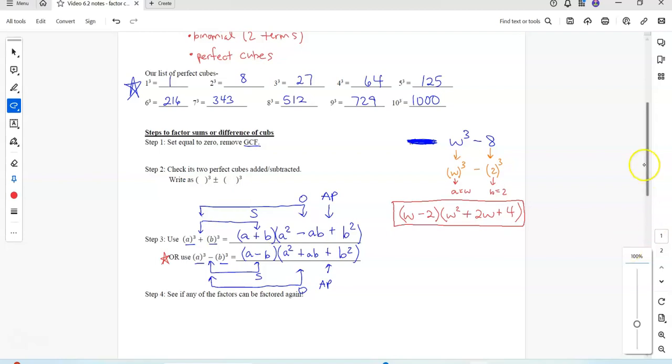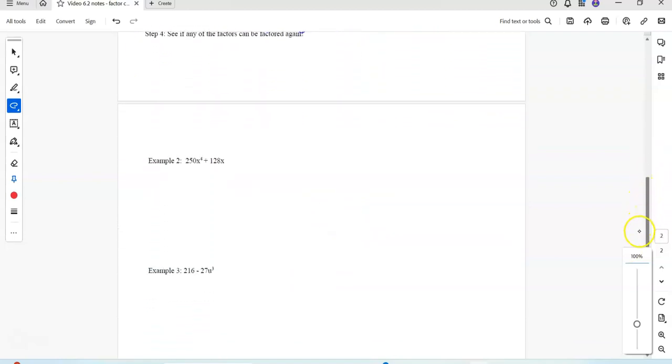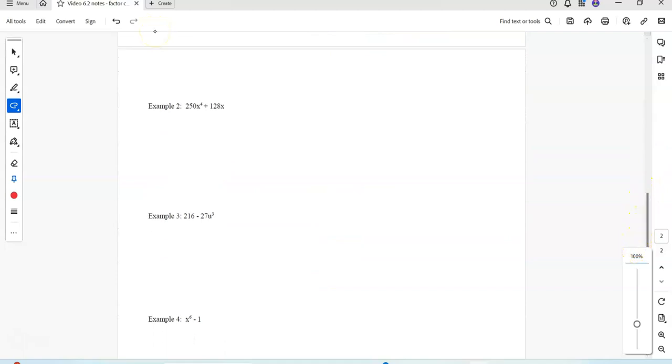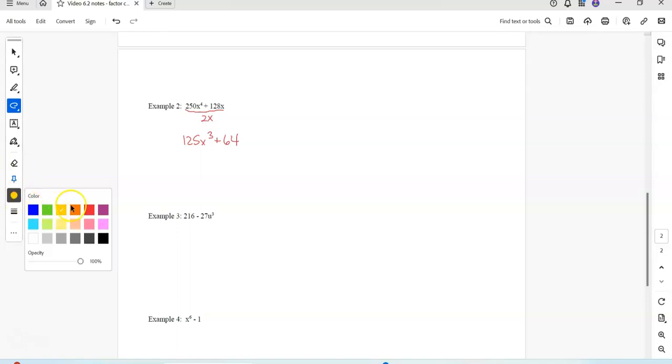All right. Now let's try a couple more examples. Okay, on example 2, first of all, let's note that both of these numbers can be divided by 2 and x. Okay, and then that will give me 125x cubed plus, I think, 64. Now I have to then identify my A and my B. So if I look here, what did I cube to get 125x cubed? Well, that would be 5x.